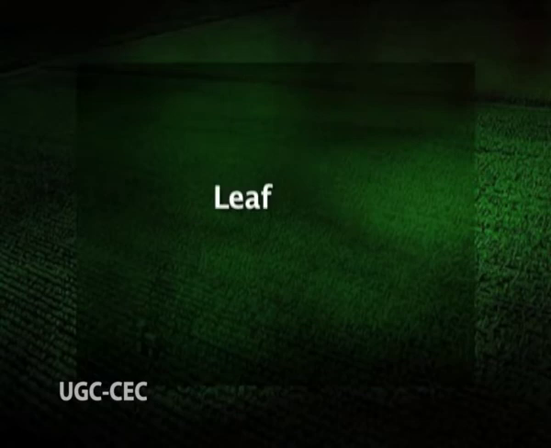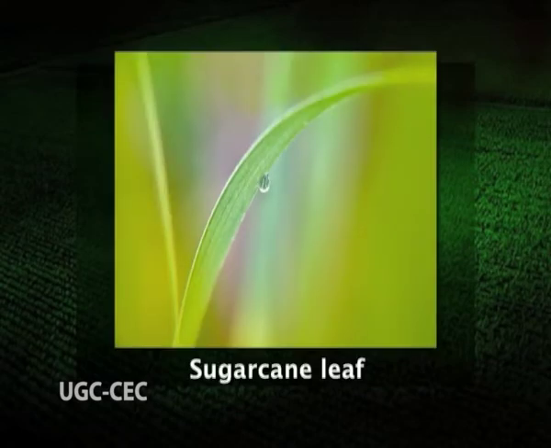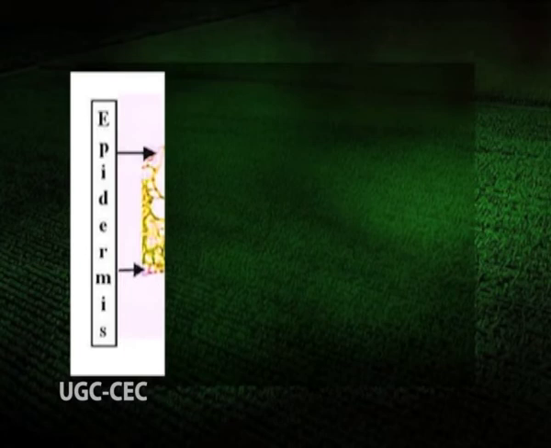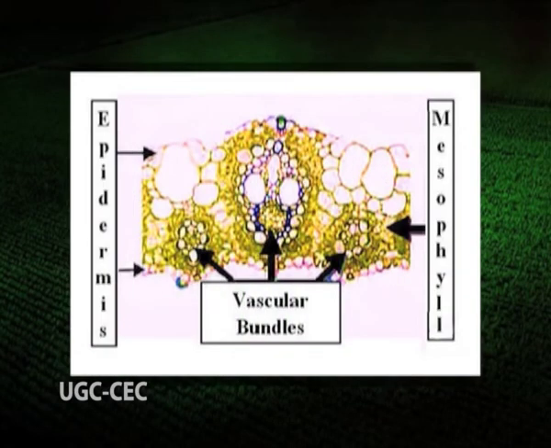Leaf. The leaf of sugarcane consists of a sheath and the blade separated by the blade joint. The sheath, as its name implies, completely sheaths the stalk, extending over at least one complete internode. A cross section through the leaf blade shows three principal tissues: epidermis, mesophyll, and veins or fibrovascular bundles.